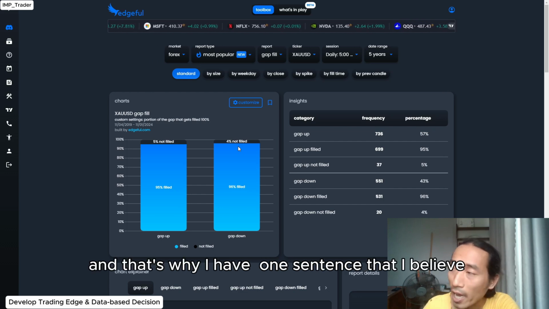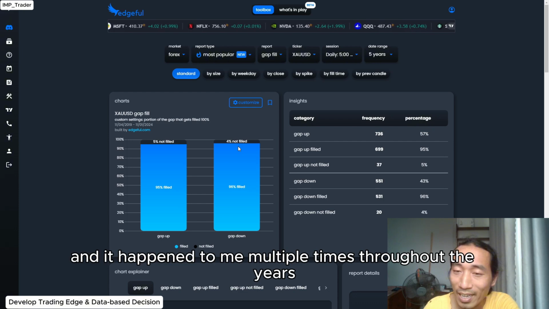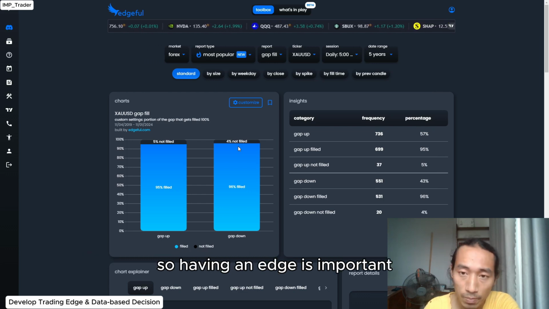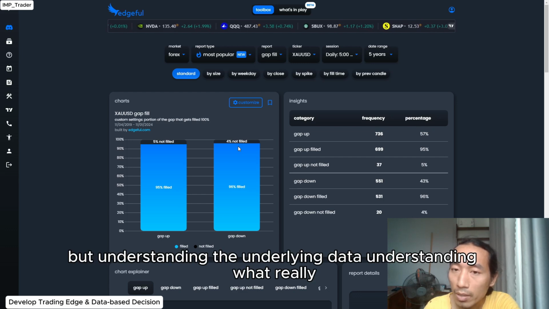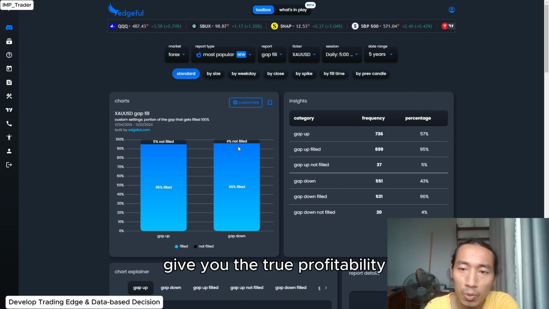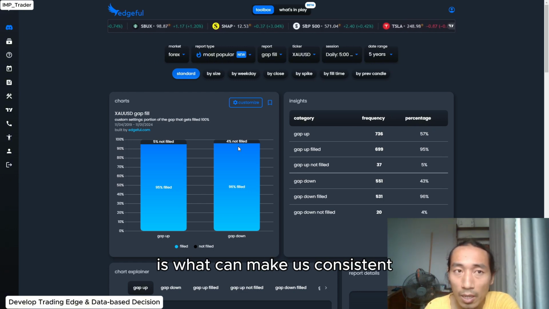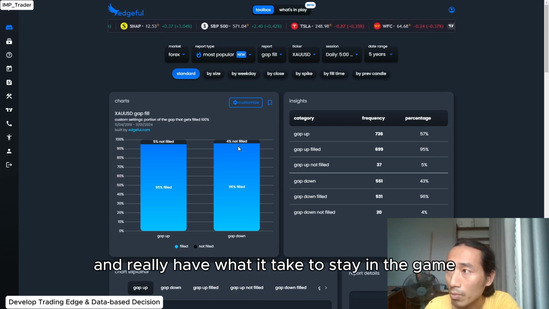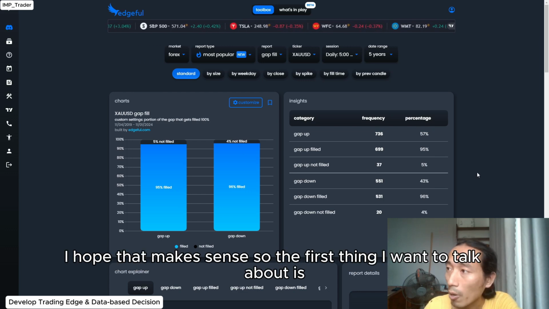And that's why I have one sentence that I believe, and it happened to me multiple times throughout the years: the moment you get it is the moment you lose it. So having an edge is important, but understanding the underlying data, understanding what really gives you the true profitability, is what can make us consistent, make us adapt to the new market environment, survive, and have what it takes to stay in the game. I hope that makes sense.